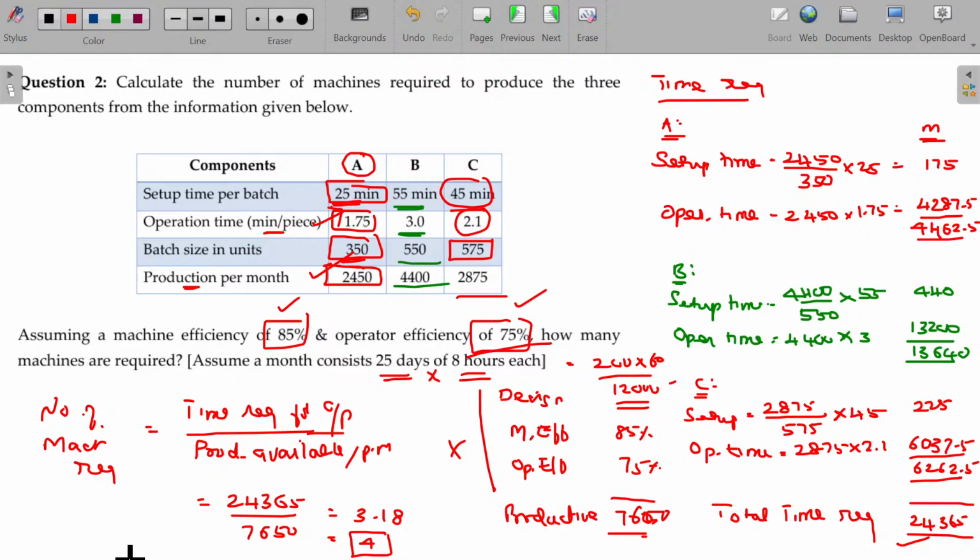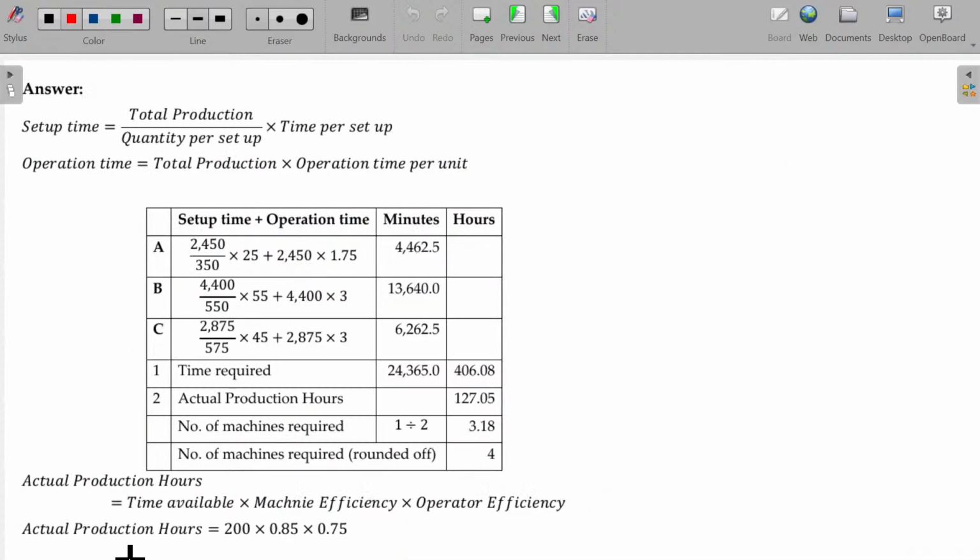Clear? Shall I move on to the next one? The next one is also similar, but we have 3 machines. The next illustration: we have to find out the number of machines required for each and every category of machines. Shall I go for that? Okay.